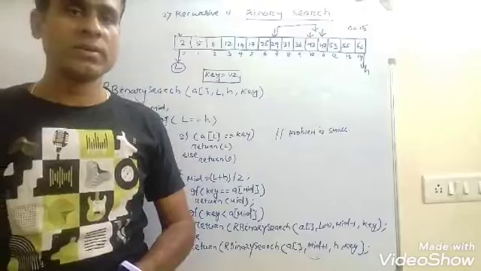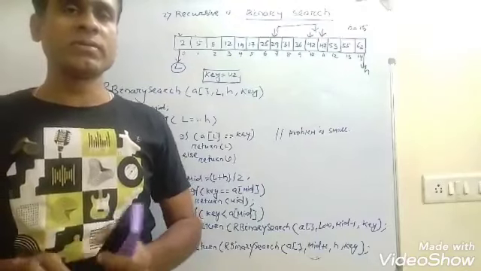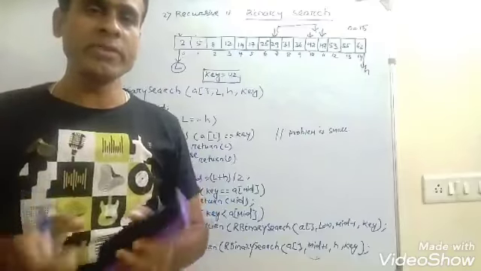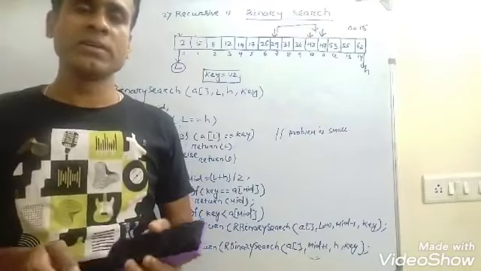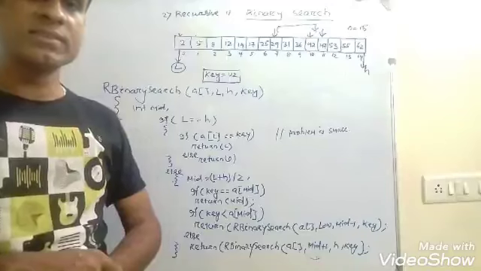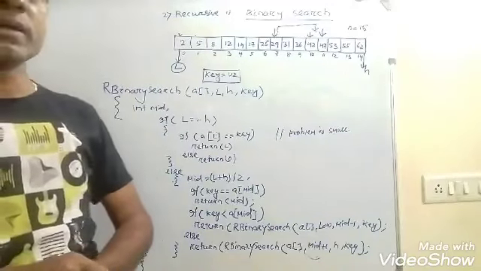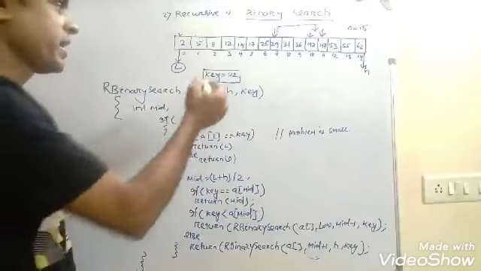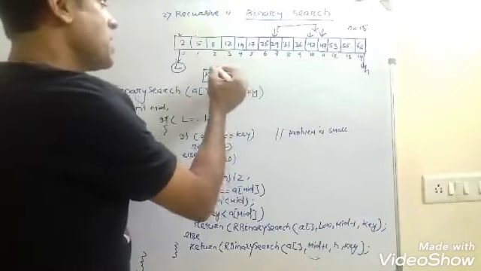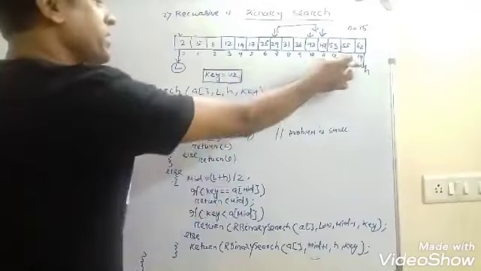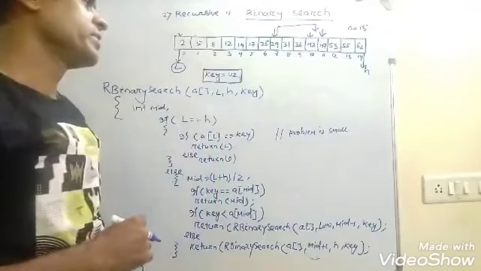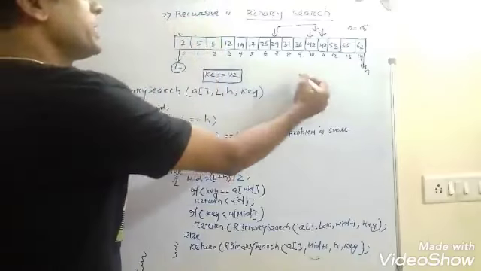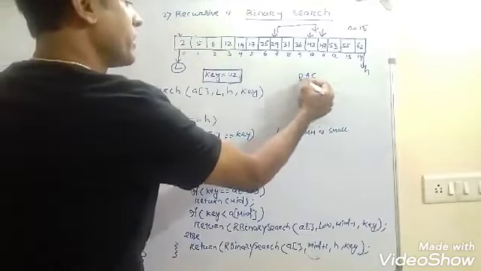Now we are going to discuss the recursive binary search. In my previous video I discussed iterative binary search. Now we will go for the recursive binary search and its time complexity. With the same elements, suppose I have taken 15 elements indexed from 0 to 14, and my key value is 42. I want to search it by recursive binary search using the principle of divide and conquer, right?